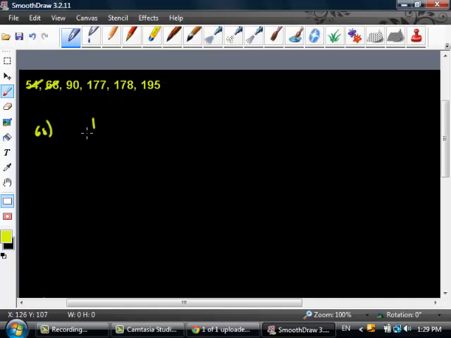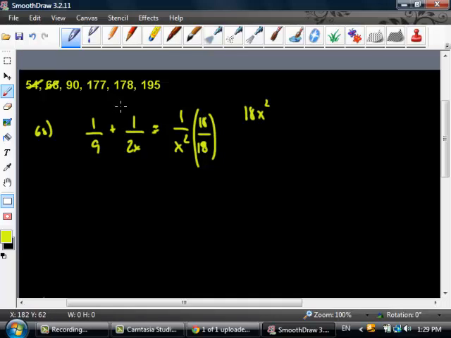Yes, 1/9 plus 1 over 2x equals 1 over x squared. So I believe my common denominator here is going to be 18x squared. So I'm going to multiply this by 18. This thing here is going to get multiplied by 9x. Sorry, 9x. And this thing here is going to get multiplied by 2x squared.